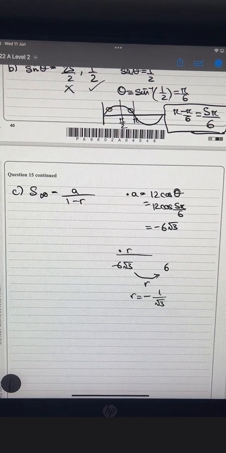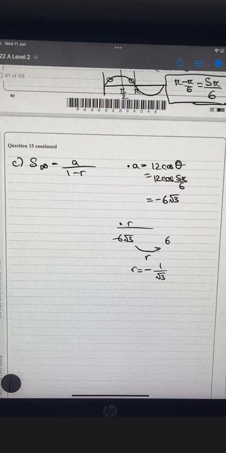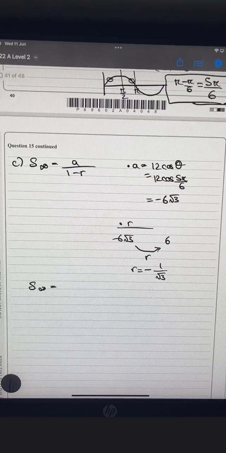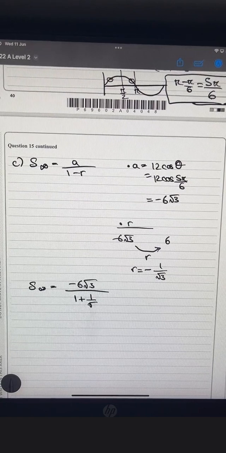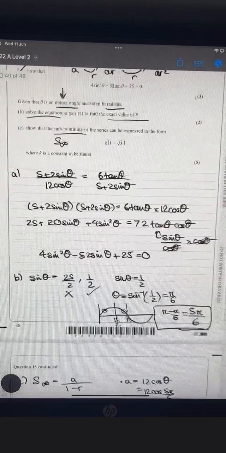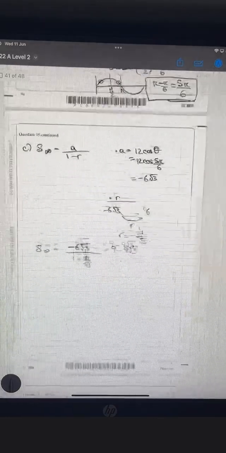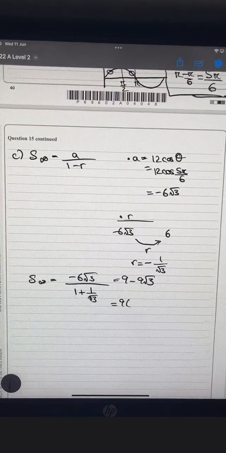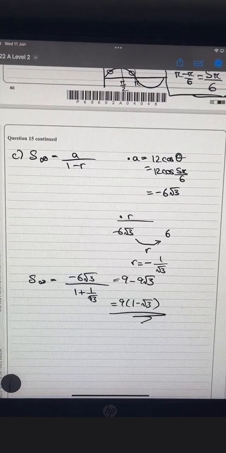Now, all I have to do is sub into my formula. Nice and simple. Minus 6 root 3 over 1 plus 1 over root 3. If I put that into my calculator, minus 6 root 3 over 1 plus 1 over root 3, that gives me 9 minus 9 root 3. Is that my final answer? Well, they want it factorized and tell me I need to find k. So nice and easy, just factorize out 9, giving 9 times 1 minus root 3, where k is equal to 9. And that is how you would do that question.